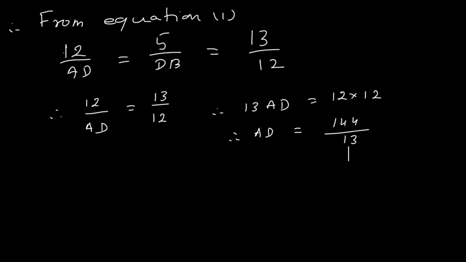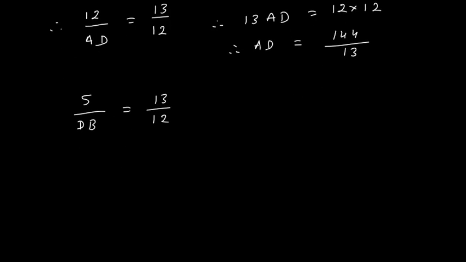And similarly 5 upon DB is equal to 13 upon 12. So the value of DB we get here as value of DB is equal to 12 into 5 whole divided by 13. So AD is 144 and 12 into 5 is 60. So this is 60 upon 13.